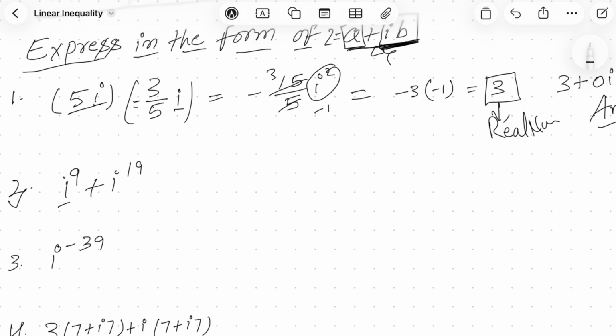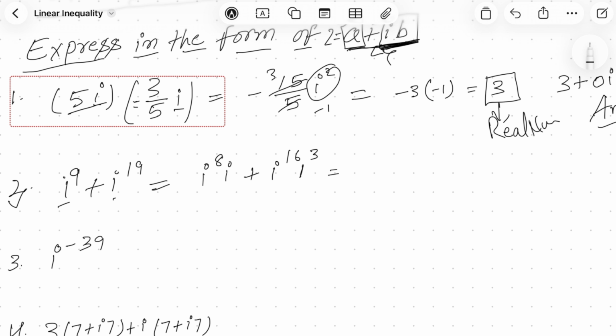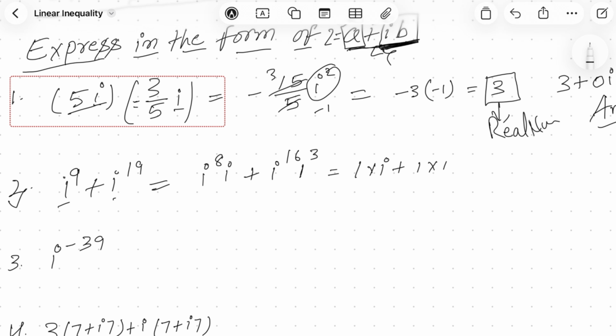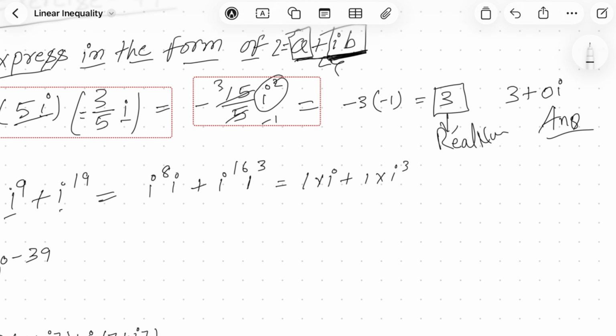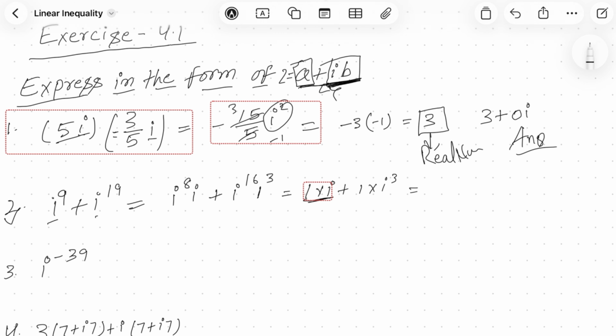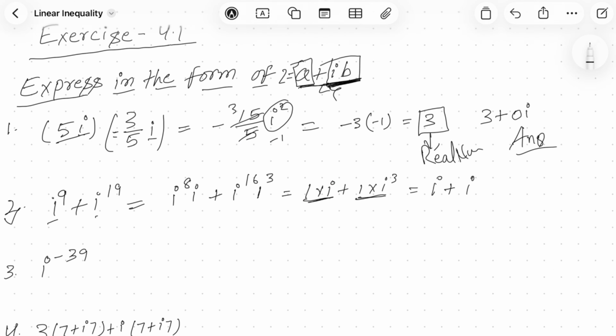Now question number 2, i to power 9 plus i to power 19. i to power 9 can be written as i to power 8 into i, plus i to power 19 can be written as i to power 16 into i to power 3. So i to power 8 is 1 into i, plus 1 into i to power 3.